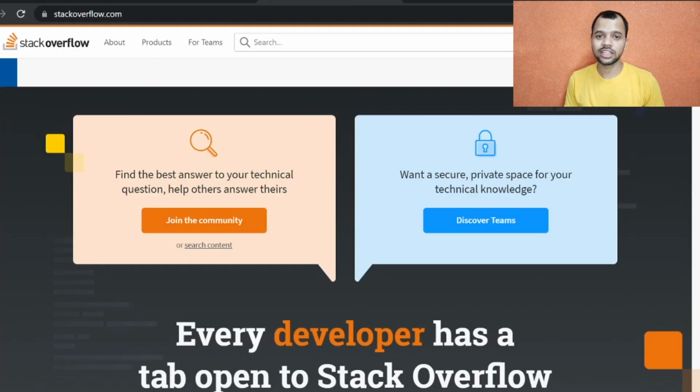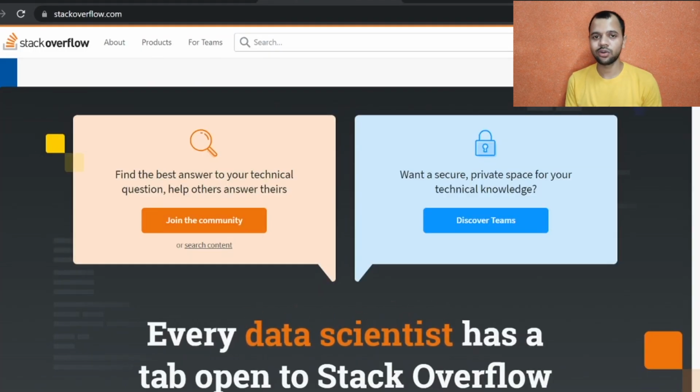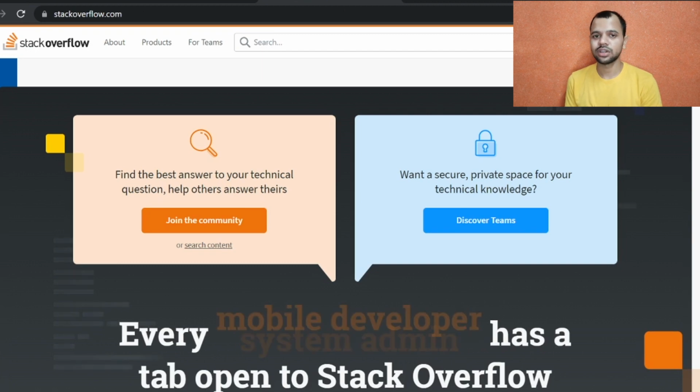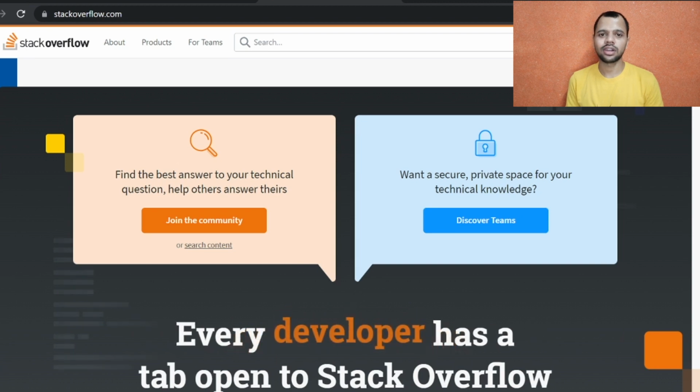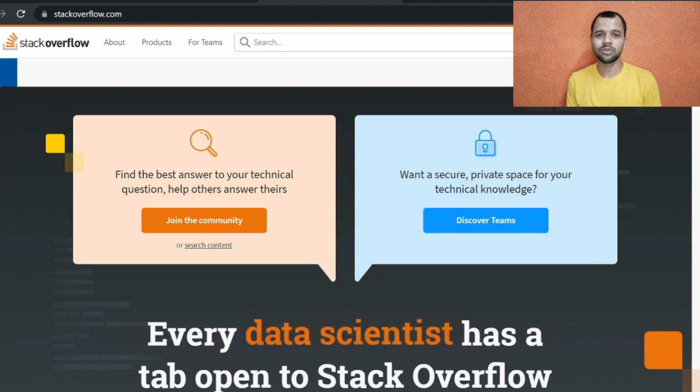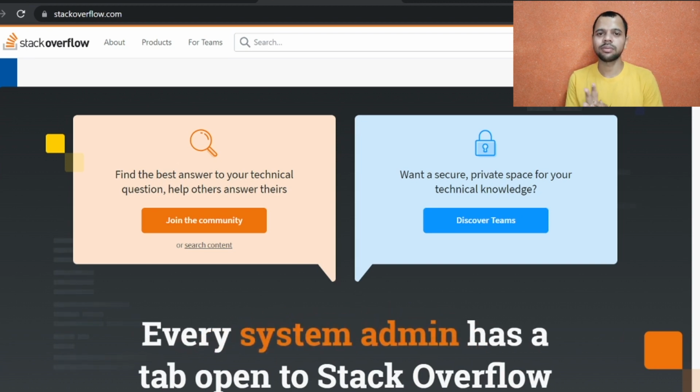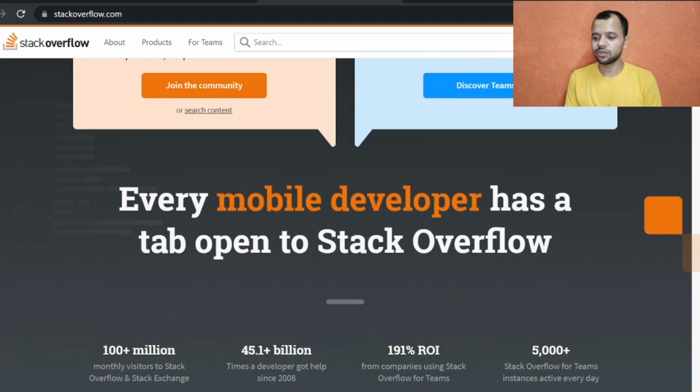So Stack Overflow I generally use during my doubt time. Whenever I used to have a doubt in JavaScript or any code snippet, I just used to Google it, or I just used to search on Stack Overflow, and most of the time I used to get the answer to that problem. So yeah, you can refer to Stack Overflow also.